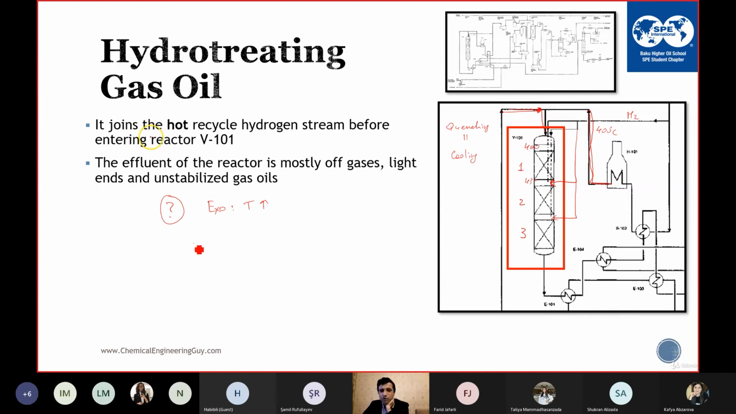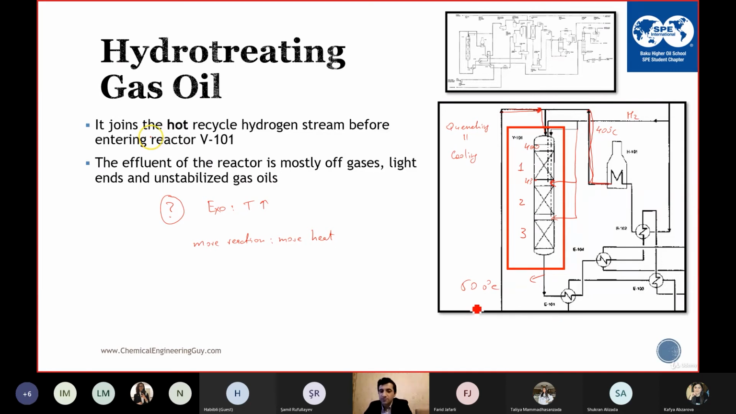And more reaction means more heat. If you have one single bed, it will be really, really difficult to control the temperature here. It will go up to 500 degrees Celsius, and we don't want that.